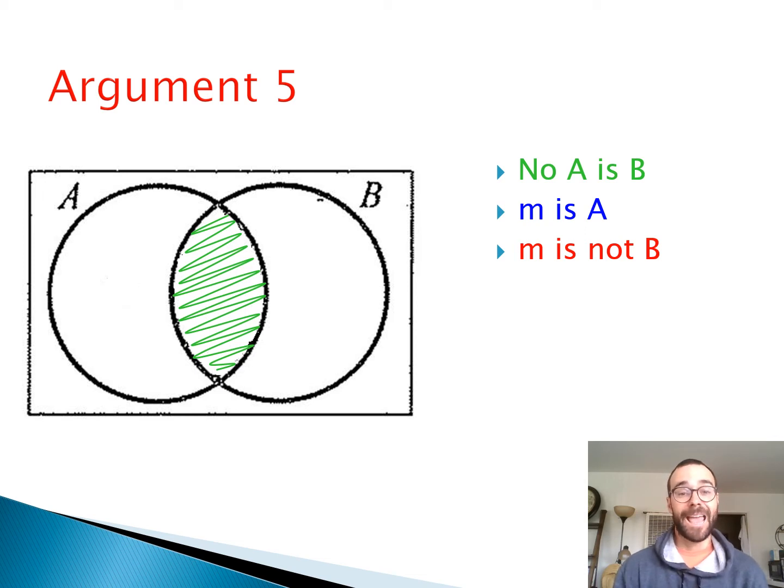Now if we say M is A, there's only one open section of A, and so we are going to put our lowercase m in that section and ask ourselves, is the conclusion represented? Is it the case that M is not in the B circle? Yes, that is the case, and so we know that this argument is a valid argument.